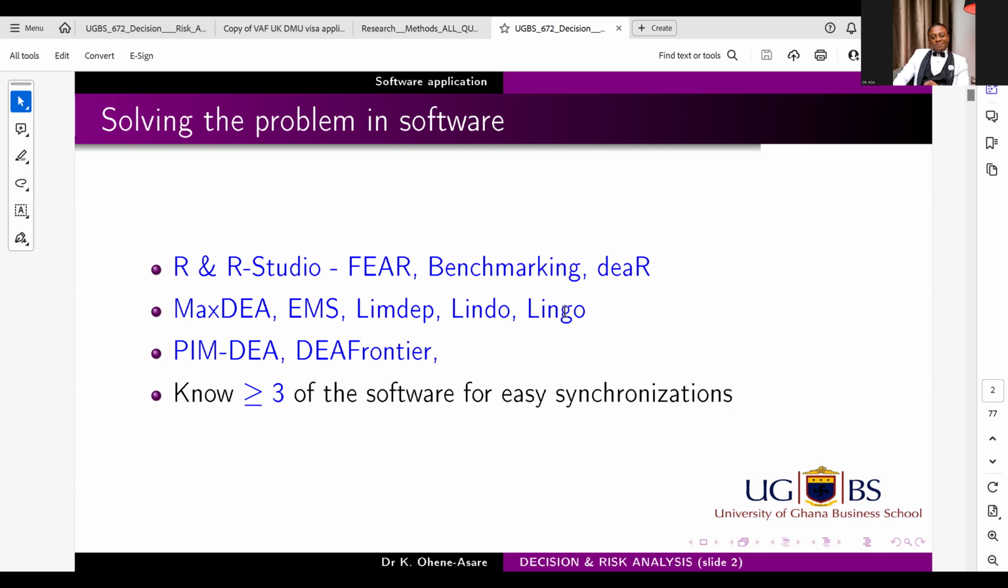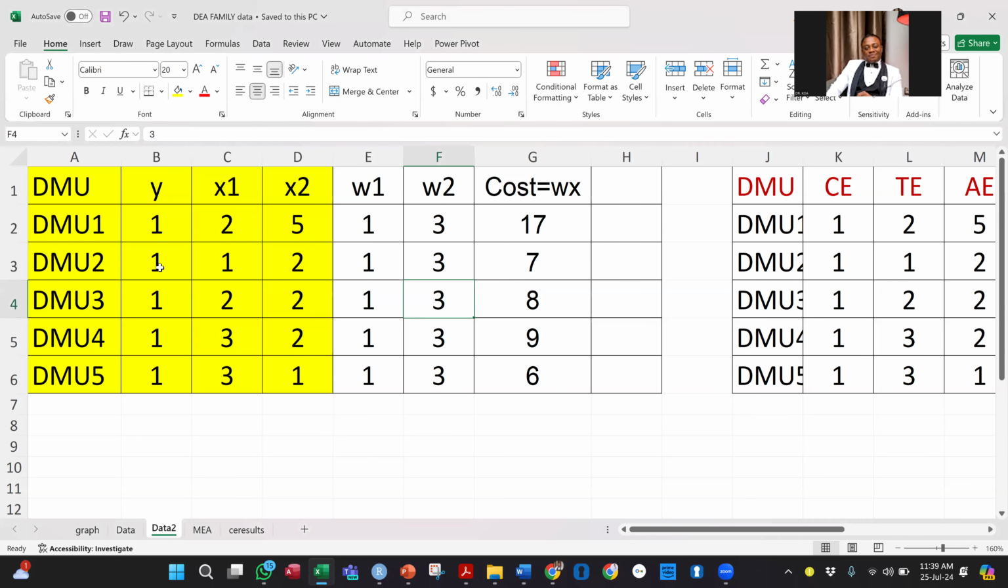By now, the person would have collected practical data. He has organized the data very nicely, and we are going to use that. I hope I can remember the data set that I used. We have this data set. It is made up of 5 DMUs using one normalized output being produced with the usage of 2 inputs. The inputs are X1 and X2. We'll be dealing with this data.